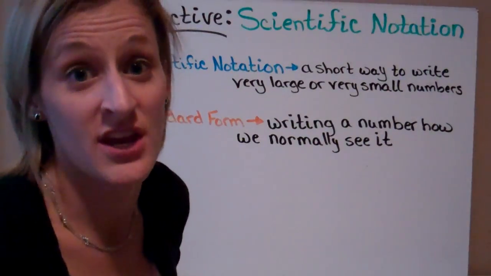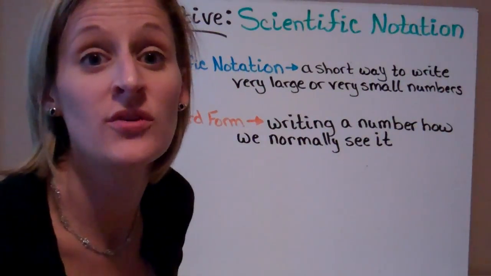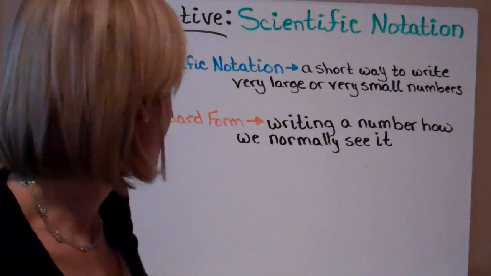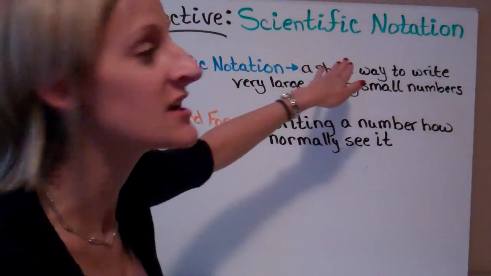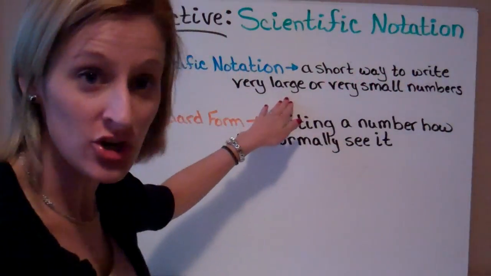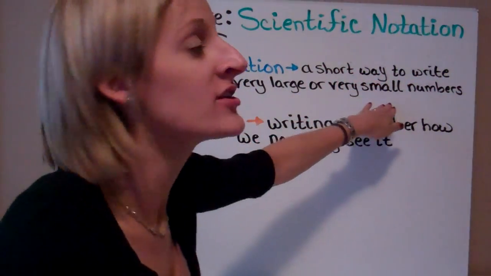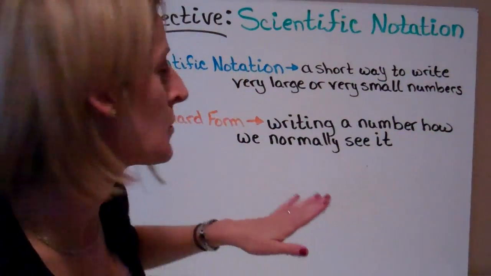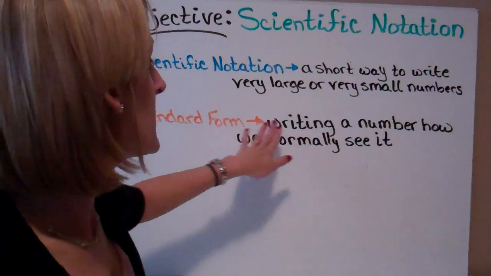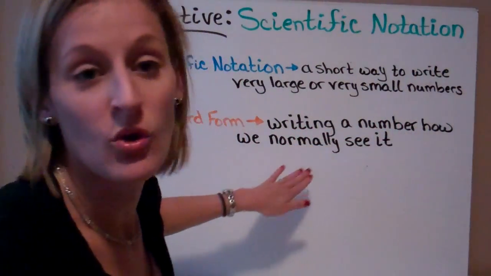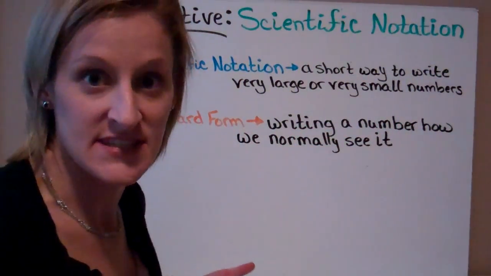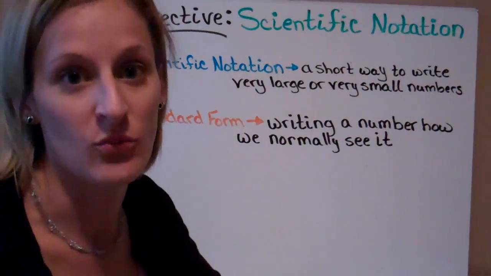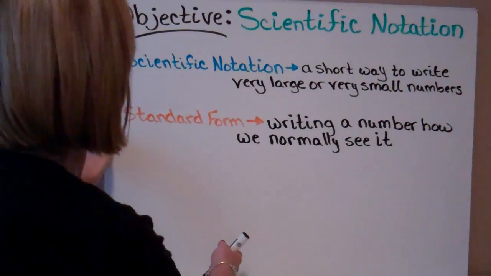Alright, scientific notation. Now, scientific notation you have seen both in science class and in math class. Now let's review. Scientific notation is a short way to write very large numbers or very small numbers. So it makes it easier than writing all those zeros and whatnot. Standard form is writing a number how we normally see it, with all of the zeros added in, versus scientific notation, we get rid of a lot of zeros.